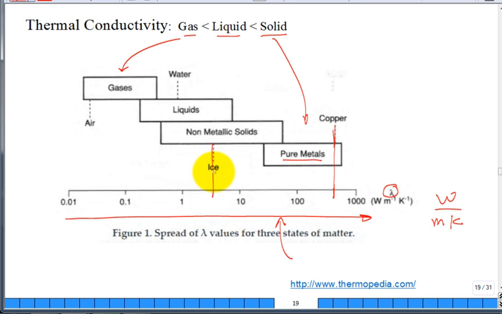How about ice? Solid water, ice. 4 watts. That's 100 times less than copper, isn't it? That's a big difference. How about liquid water versus ice? Liquid water. 0.8, 0.9, a little less than 1. Thermal conductivity. It's still pretty good for a liquid, but it's a lot less than some of the solids. How about for air? 0.03, 0.02. Significantly lower. So gases, you could tell, low, solids high.